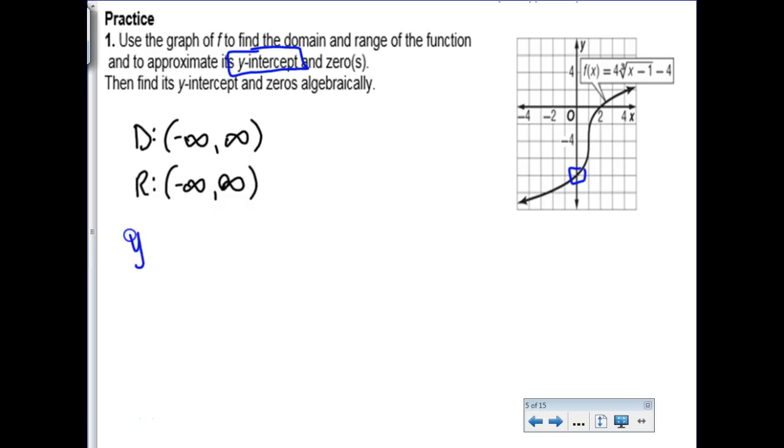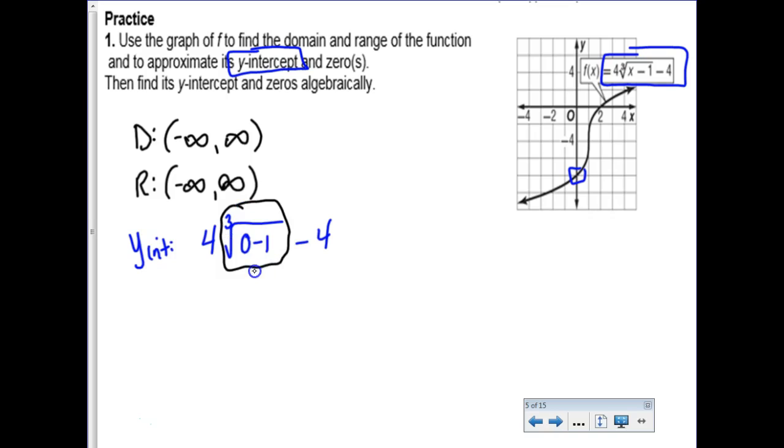So how do we confirm the y-intercept? We plug in x equals 0. So you take your function, which they gave you right here, and you plug in 4 times the cube root of 0 minus 1 minus 4. All right, so this has to go first. Cube root of -1 is -1. So 4 times -1 minus 4, you guys are good estimators. This totally comes out to -8. If you wanted to write it as the ordered pair (0, -8), that is completely fine.